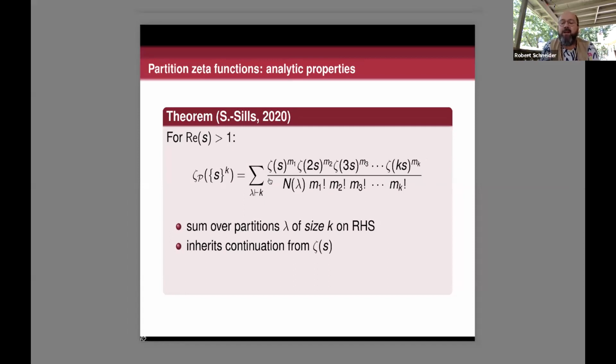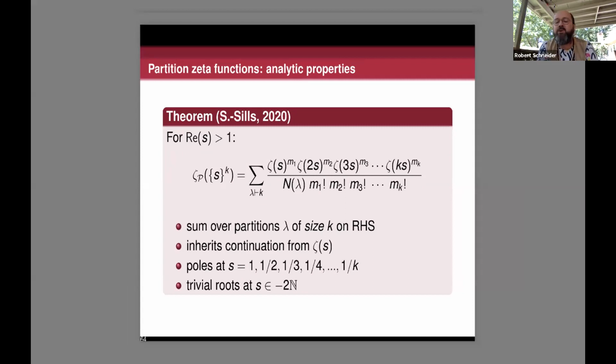Now, noting that we know the analytic continuation properties for the zeta function itself, this left-hand side, our partition zeta function, inherits analytic continuation from the Riemann zeta function. Going through here and looking at the poles, we find that we have poles at all of these values, at 1, 1 half, 1 third, and so on, up to 1 over k. That's because one of these is infinite, or has a pole at each of those values. And it inherits the trivial roots from the Riemann zeta function as well at negative even integers.